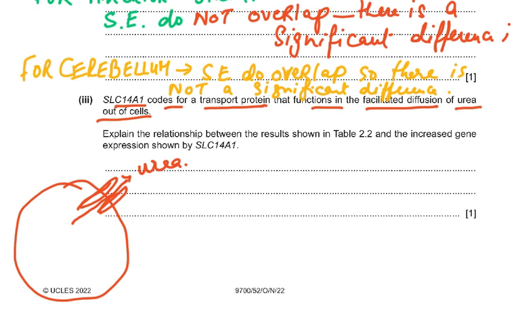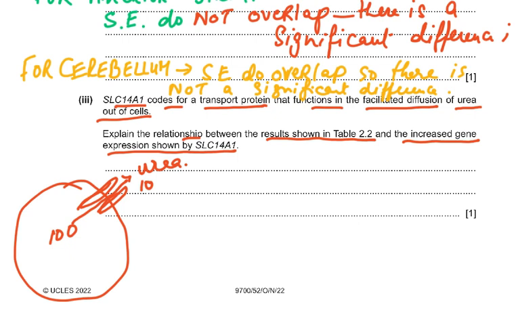Always do this diagram in your mind. SLC14A1 codes for a transport protein that functions in the facilitated diffusion of urea. So urea is more outside, less here, facilitated diffusion. Explain the relationship between the results shown in table 2.2 and the increased gene expression shown by SLC.